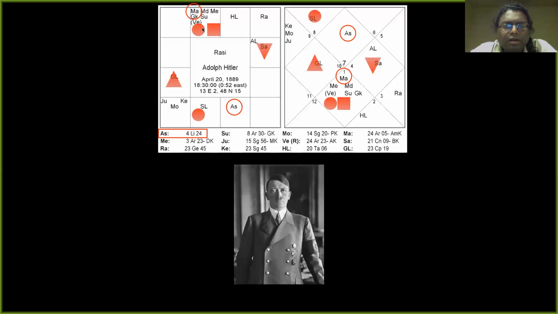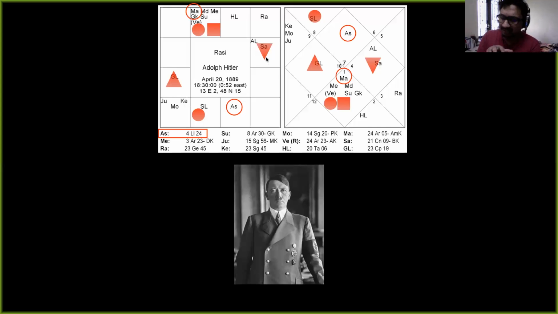I think his war activities also became prominent in his Mars Dasha, I guess. Well, actually, it was more prominent in his Rahu Dasha. But Mars Dasha was when he developed this ideology of war, this ideology of anti-Semitism. We should be eliminating the Jews. And again, look at where Mars is debilitated. Mars is debilitated in his 10th house.